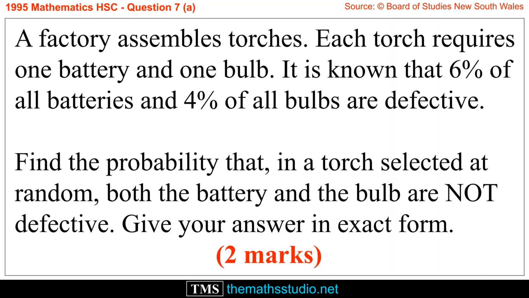Question 7, Part A. A factory assembles torches. Each torch requires one battery and one bulb. It is known that 6% of all batteries and 4% of all bulbs are defective. Find the probability that, in a torch selected at random, both the battery and the bulb are not defective. Give your answer in exact form.